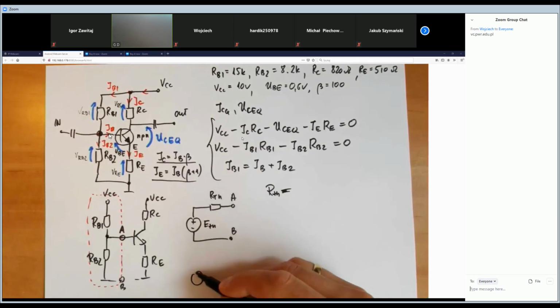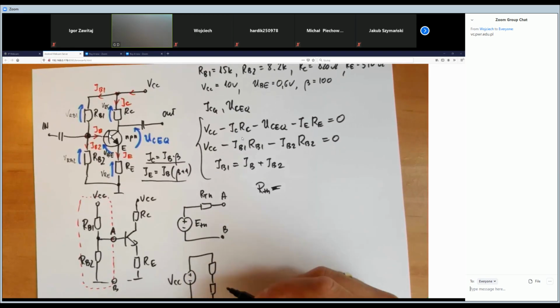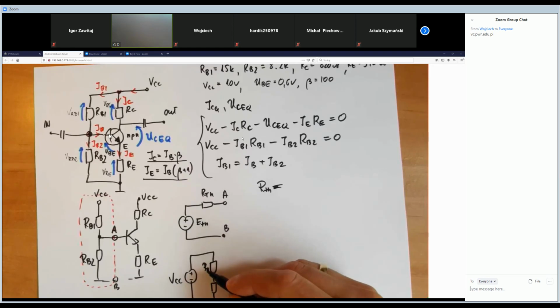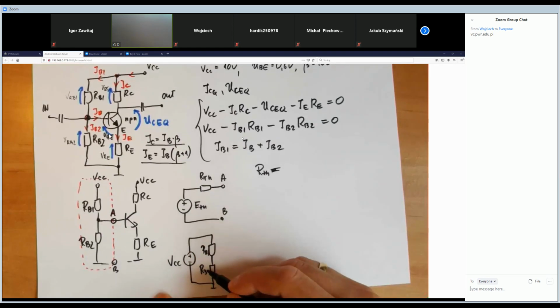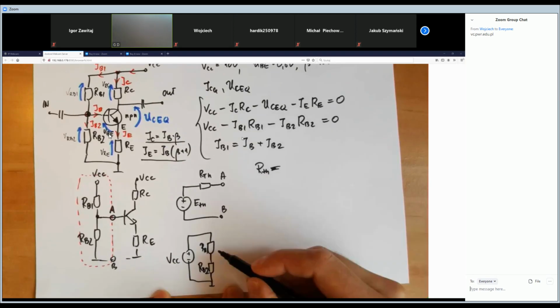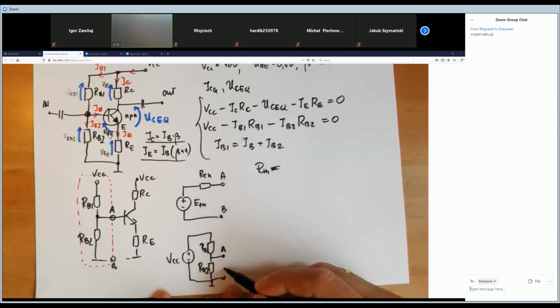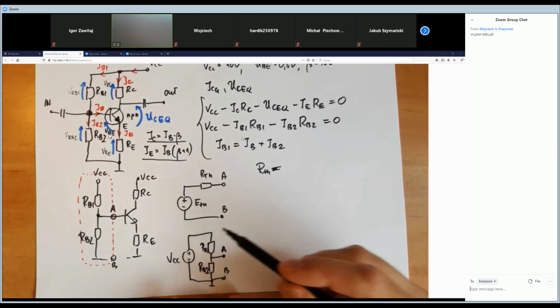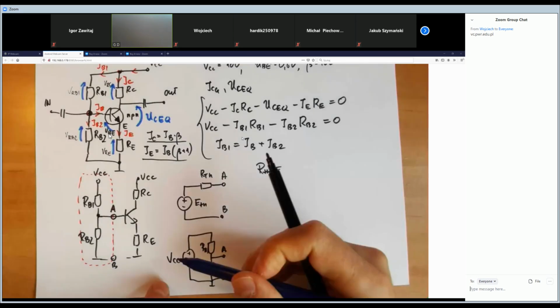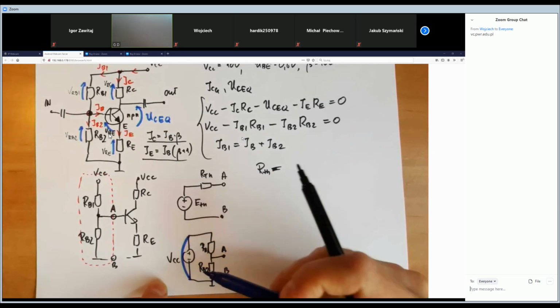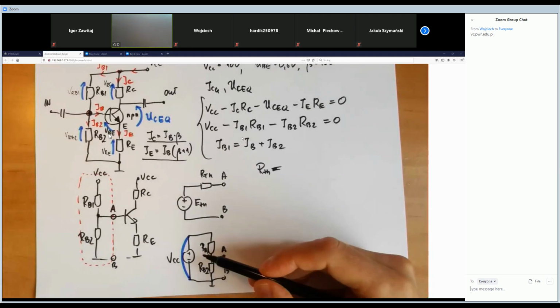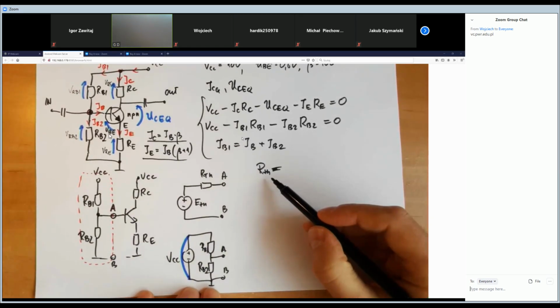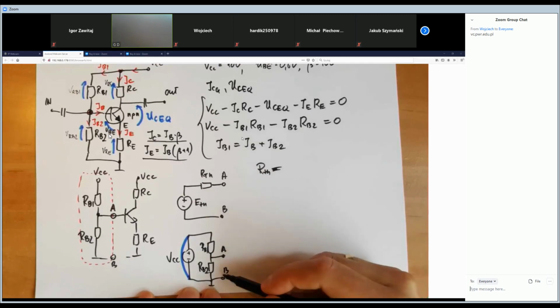Look, this is the VCC here, I can draw it in that form. This is our ground, RB1 and RB2, the same, and here we've got the A and B points. So the voltage source is a short circuit, and the RTH is the equivalent resistance seen at the open A and B points.